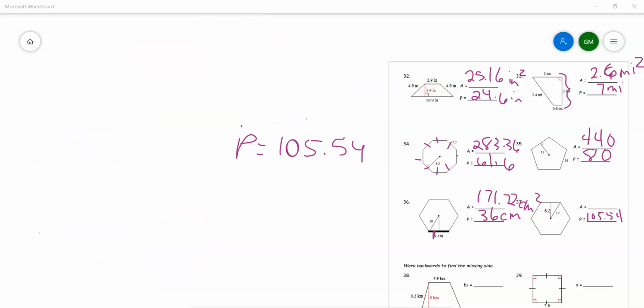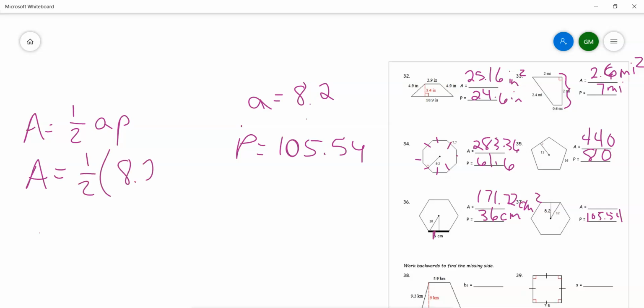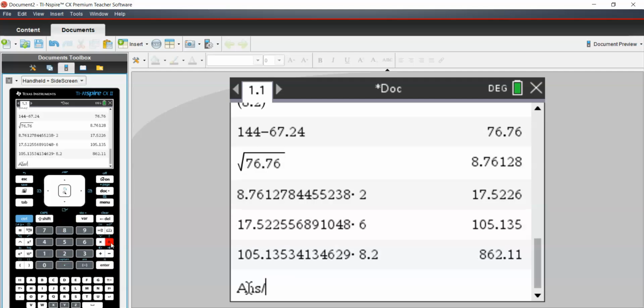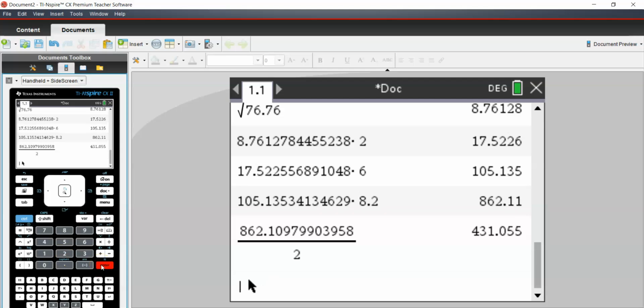Okay. All right, so then using an apothem of 8.2, we can run this through our formula. Area equals 1/2 apothem times perimeter. So area is equal to 1/2 times 8.2 times 105.54. Okay, so 8.2 divided by 2, and we get 431.06.